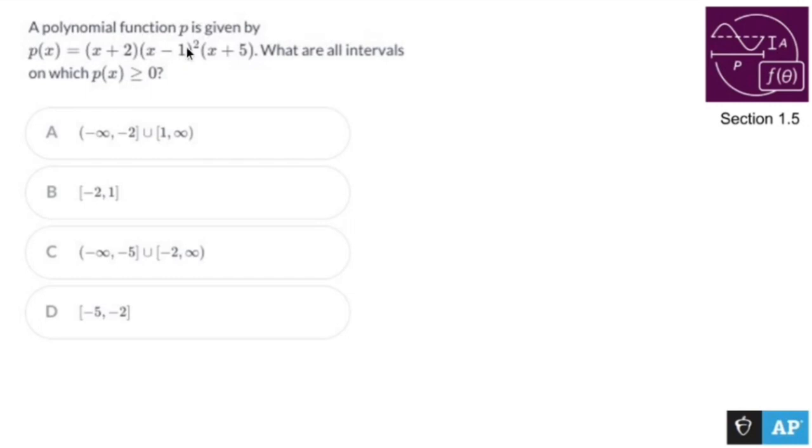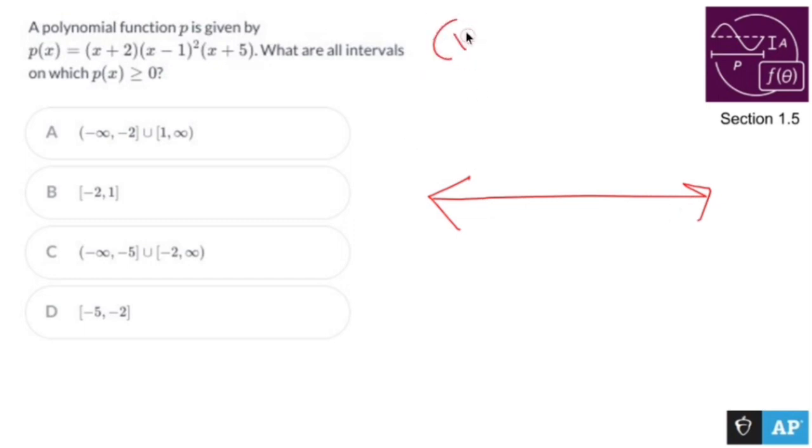A polynomial function is given by p of x equals x plus 2, x minus 1, all of it squared, and x plus 5. What are all intervals on which p of x is greater than or equal to 0, not 10? So what I'm going to do is I'm going to make myself a sign graph and find out where the magic happens.